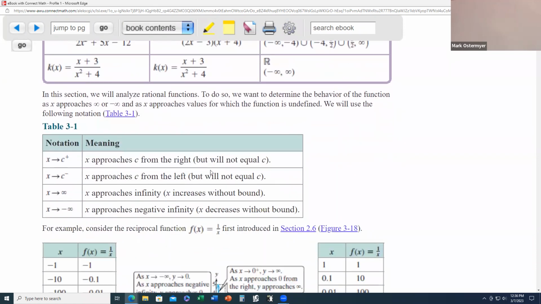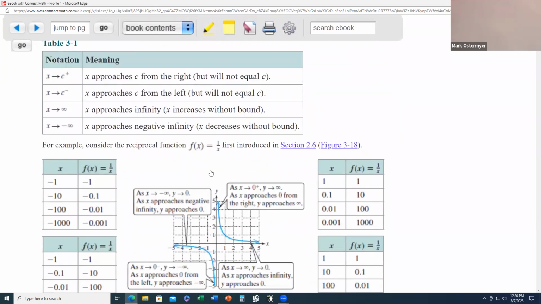All right, now, in order to ultimately be able to analyze and graph a rational function, we need to mosey on up to this notation. When we see this x with this arrow pointing to this little c with a plus sign, we are to interpret this as saying that x is approaching some real number c from the right of c. Okay, so we're on the x-axis and we're moving in towards some real number c on the x-axis, but we're moving in from the right of that real number c. That's what that little plus sign means. We're moving in from the positive side of that real number c, or moving in from the right.